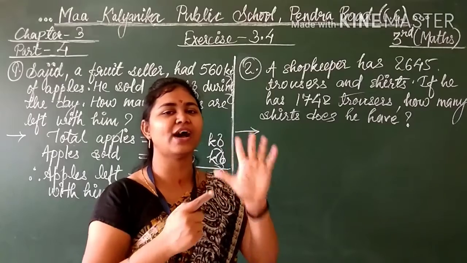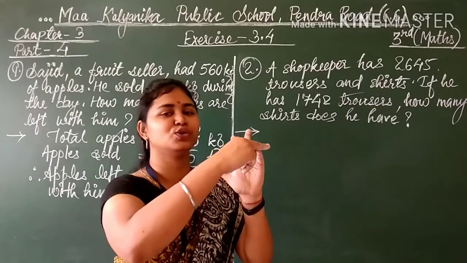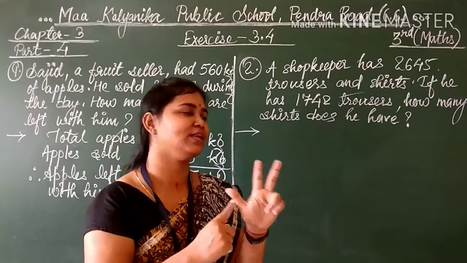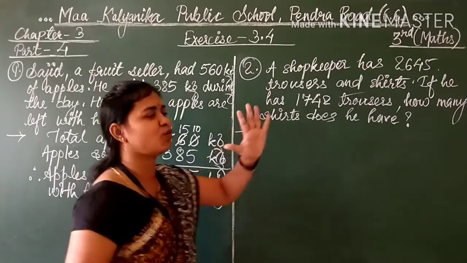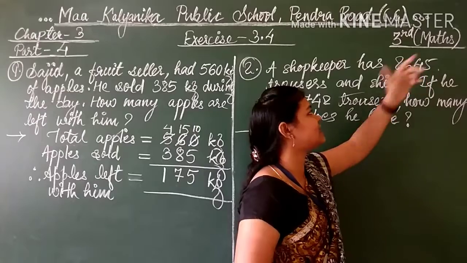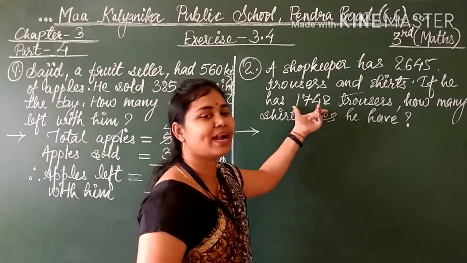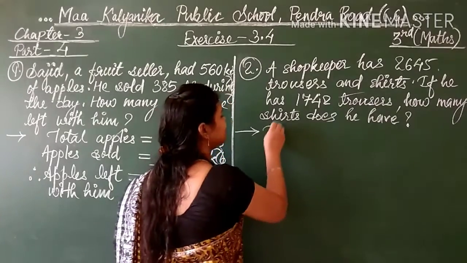If 5 is the total, 5 shirts and trousers are there, 2 are trousers, then how many shirts you have? 3. So how we have taken out? 5 total, 2 trousers we have removed, and what is left? 3. So simply this way only we have to do. Total is given. Instead of 5 we will write this, and instead of subtracting the trousers we will subtract this number. Okay.